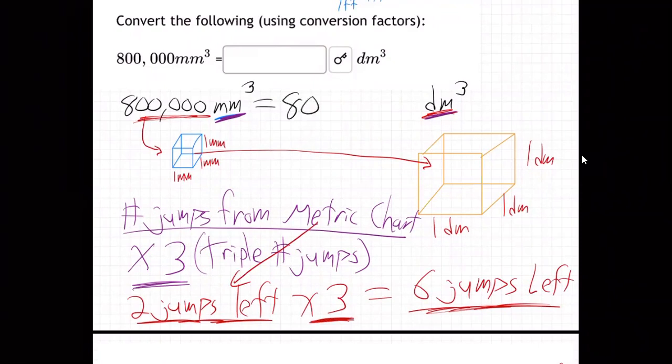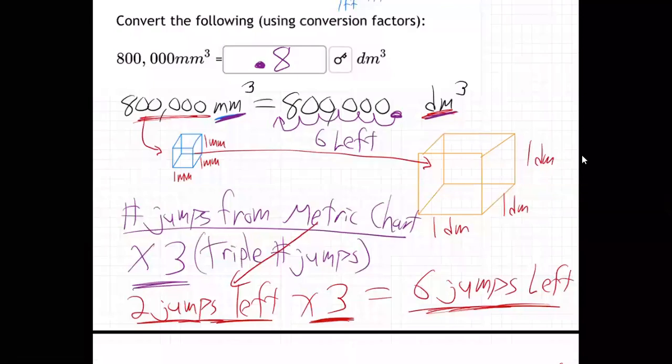So we take the 800,000, and where's our decimal? It is right here. And you go 1, 2, 3, 4, 5, 6 left, and it ends up right there, 0.8. You can put a 0 in the front if you want. You don't have to. It's optional. I'm just going to call it 0.8.